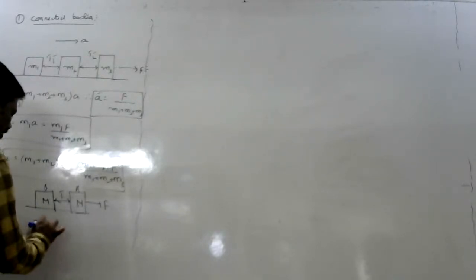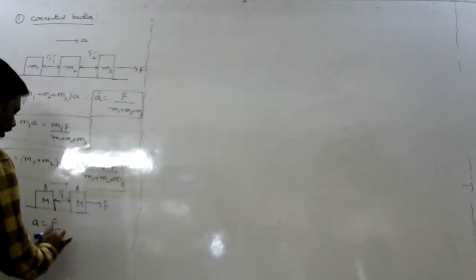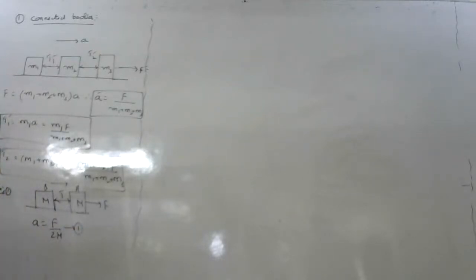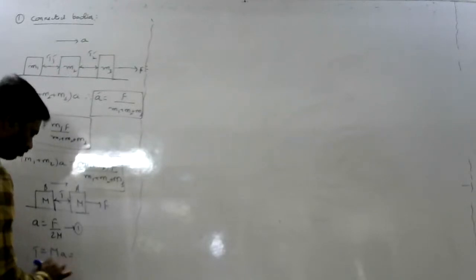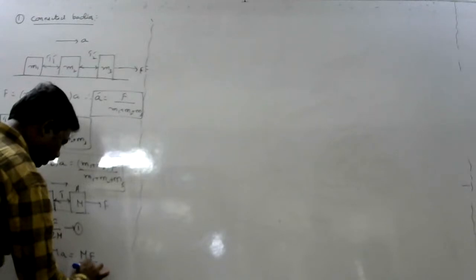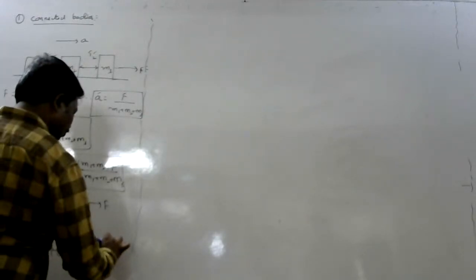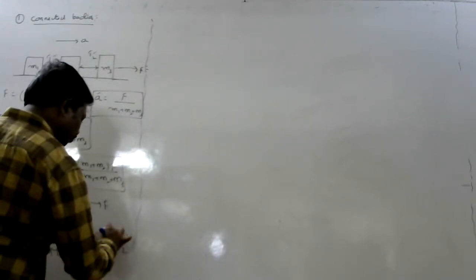Here acceleration A is equal to F by (M plus M), that is F by 2M. This is equation 1. Now tension T is equal to M A. So M into A means M into F by 2M. M will be cancelled. Therefore, tension in the string T is equal to F by 2.